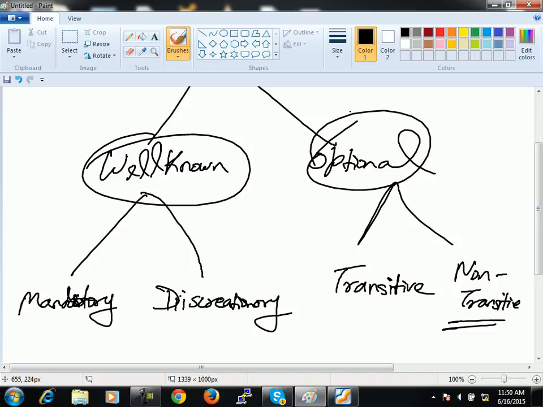So we have to discuss all of them, which attributes come under well-known mandatory, which under well-known discretionary, which under optional transitive, and which under optional non-transitive. But I will discuss all these things in the next class.